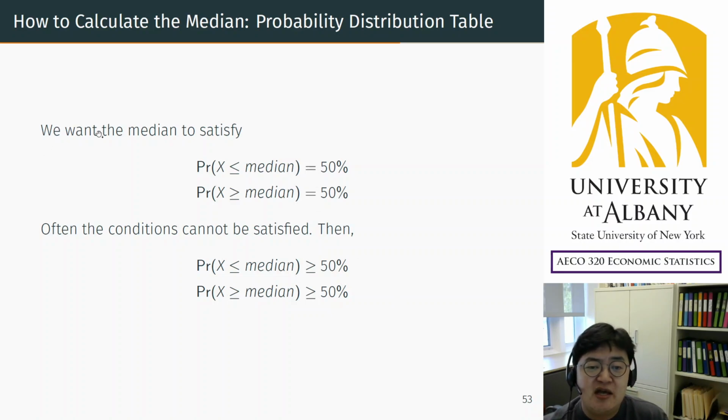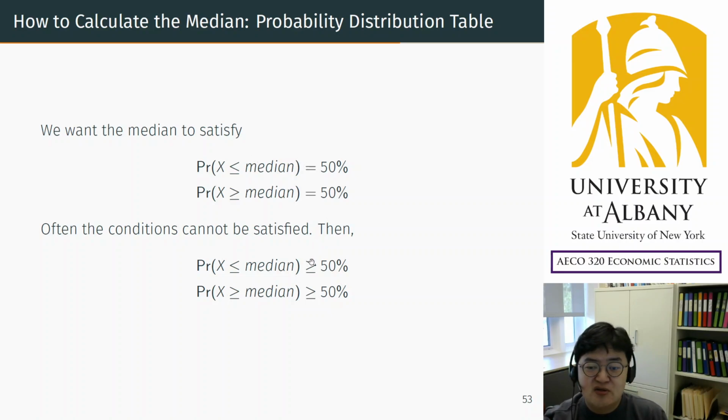Mathematically, we want the median to satisfy this. We want the probability that a random variable is smaller than or equal to the median to be 50%. And on the other side, x greater than or equal to the median should be 50%. But it is not easy to satisfy both equalities at the same time, because the probabilities are bunched. There is probability mass at 1, 2, 3, and so on, at each point. So it is not possible to make it exactly 50%, right? If possible, that is the median, but this may not be possible.